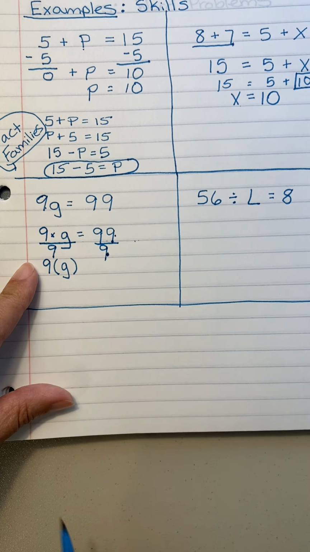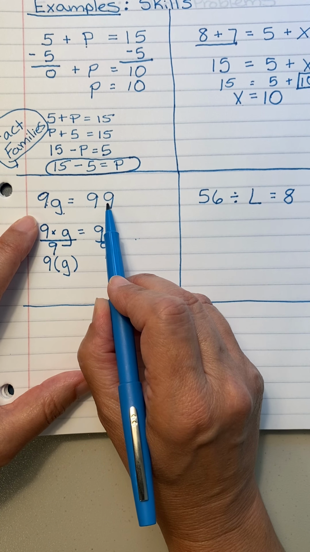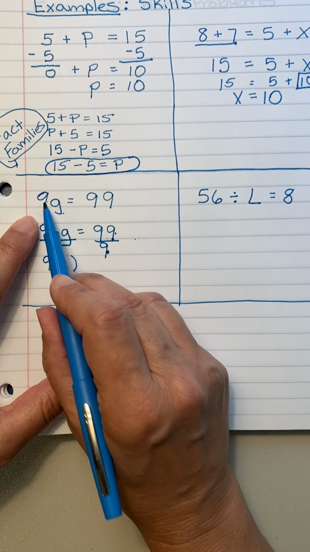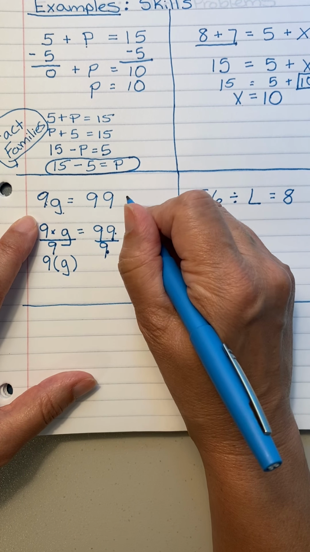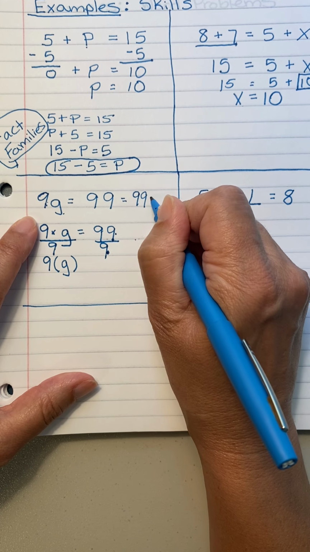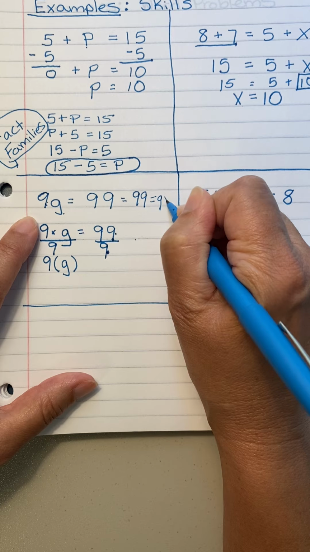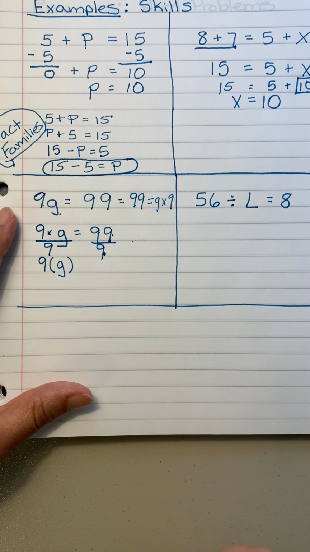So another thing we can look at is our fact families. If I have 9 times g equals 99, I know g times 9 equals 99. I also know that this is the same as saying 99 equals g times 9. That's what we just said.